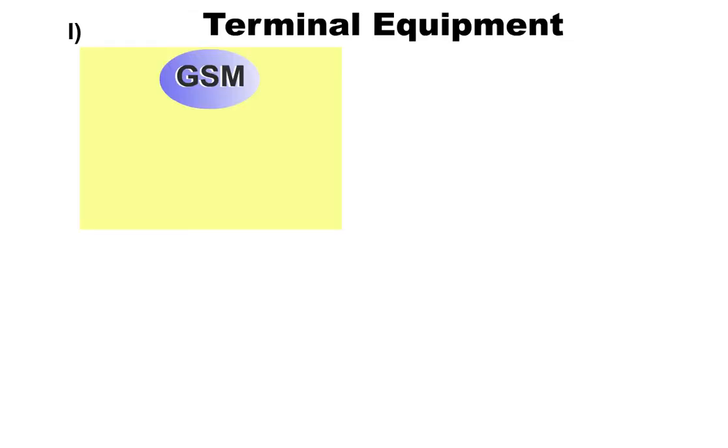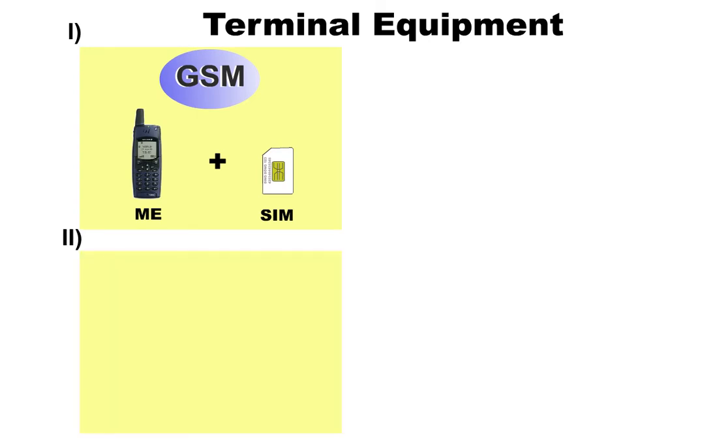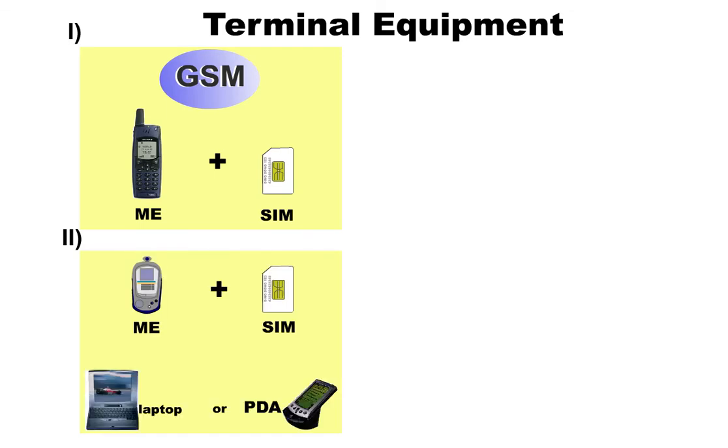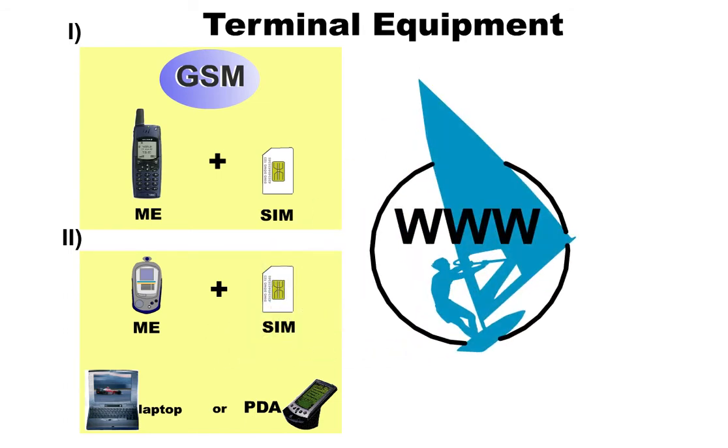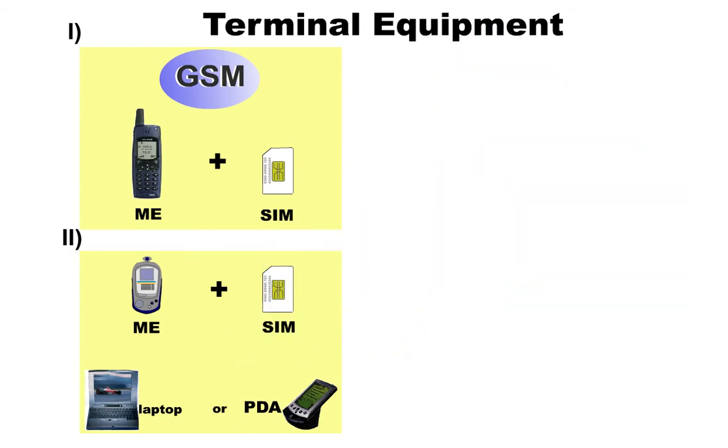A GSM mobile station consists of two components: the Mobile Equipment, ME, and the Subscriber Identification Module, SIM. Another solution would be a mobile station with a mobile equipment and a SIM connected to a notebook or an organizer via an interface. Here, the mobile equipment would be used only to access the radio network, whereas the computer would be used as a terminal. The interface could be created by equipping the computer with a PCMCIA card.